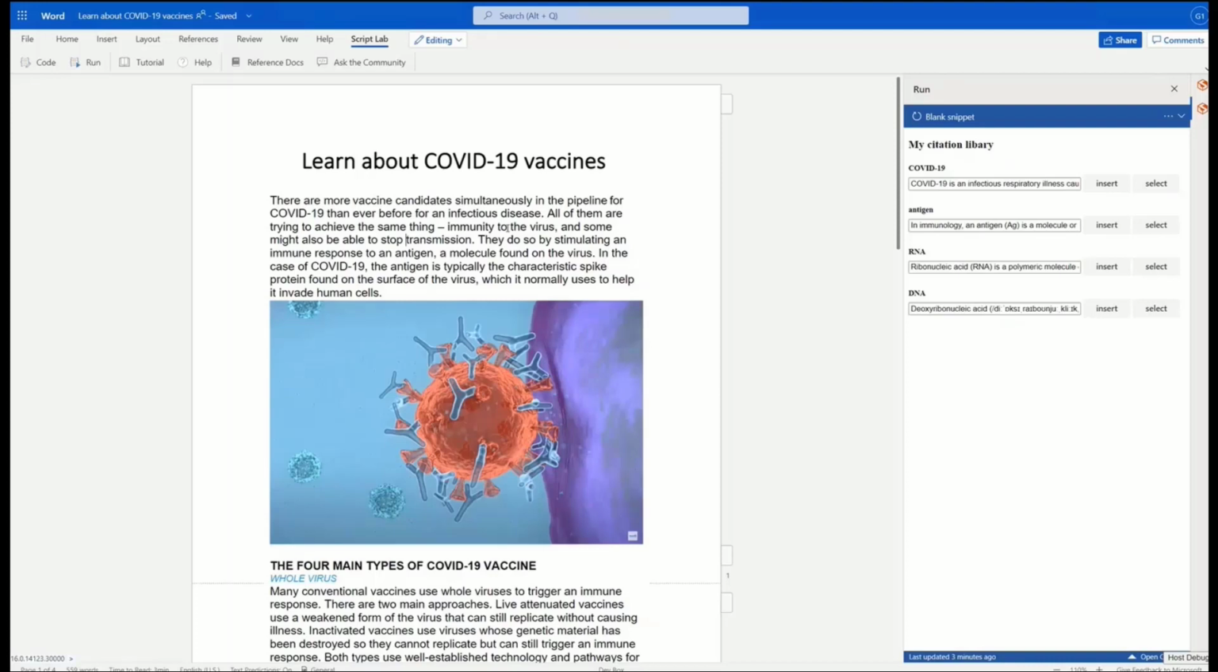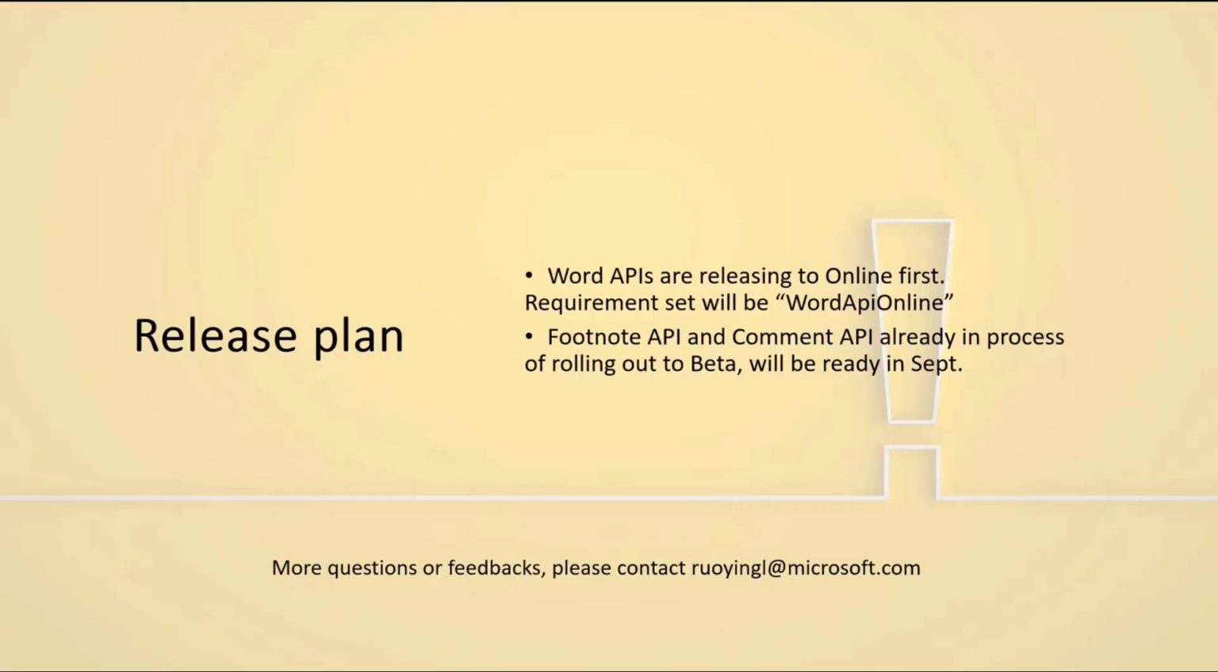We have a lot more actions supported. You can get more details once we have the documentation released. I would like to emphasize that these Word APIs are currently released to online first. We will have a requirement set called Word API Online, and those APIs will only be available in online at the first release. The Footnote API and the Comments API are already in the process of rolling out to beta, so I expect it will be ready in a couple of weeks. Then you can try it on the beta CDN with a preview link.